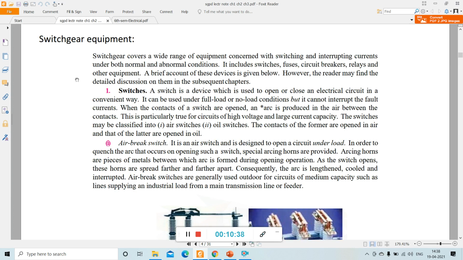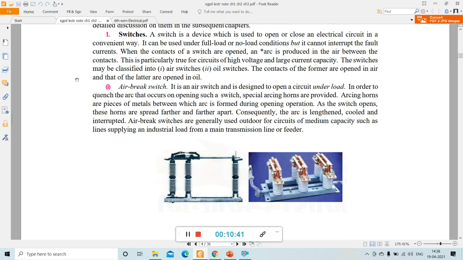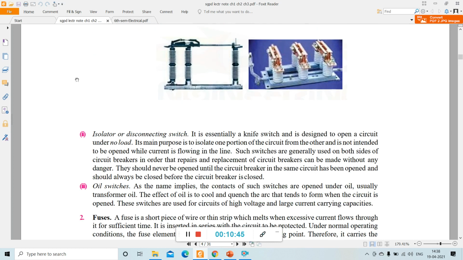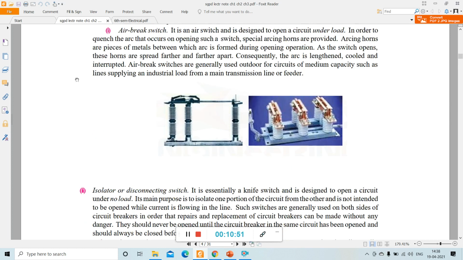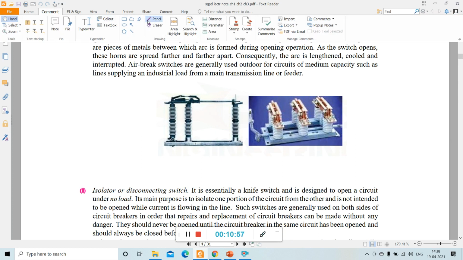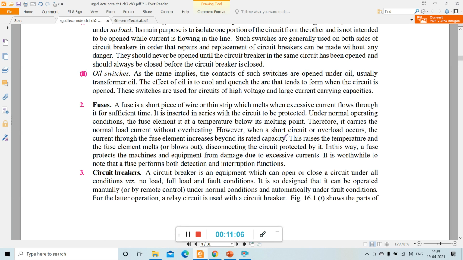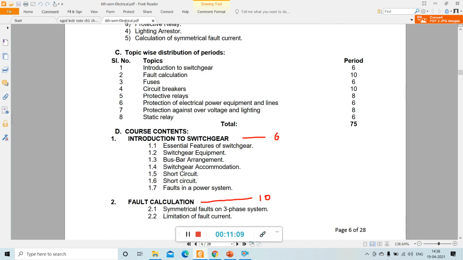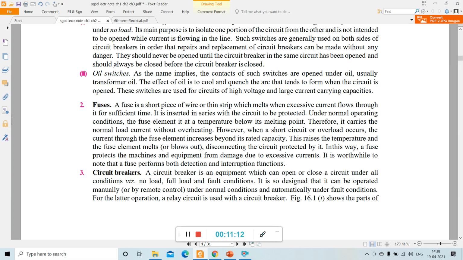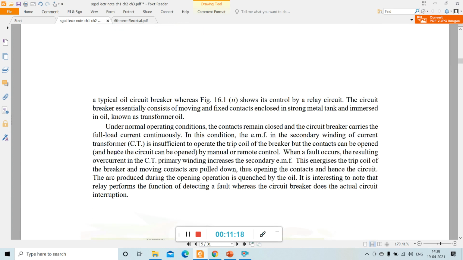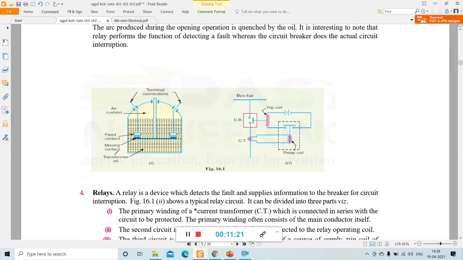The first one is the switches. Under switches we will study the air break switch, the isolator or disconnecting switch, and then oil switches. Other switchgear equipment are fuses, then circuit breakers. We will discuss everything in detail in the online class.